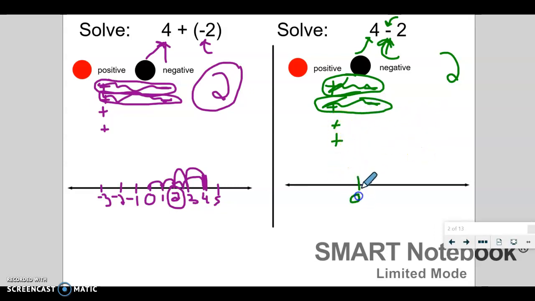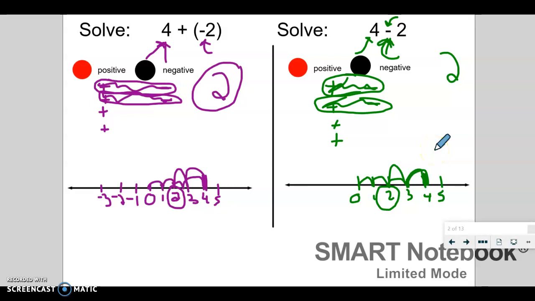You can also do this on the number line. Start at 0. The first number I have is positive 4, so I go to positive 4. And then minus 2, so I go to the left 2 spots. And you're left with 2.